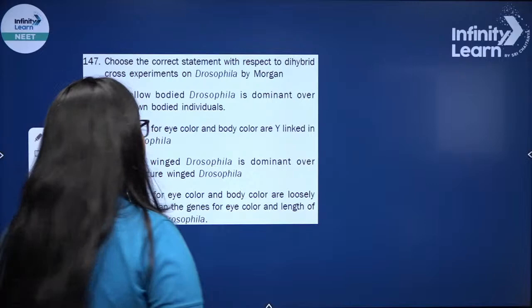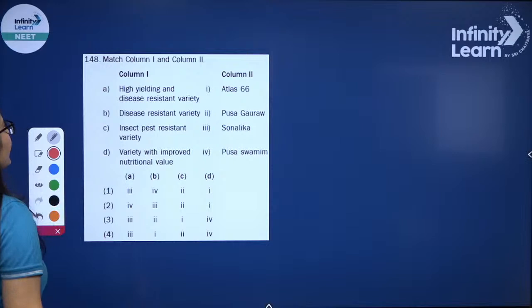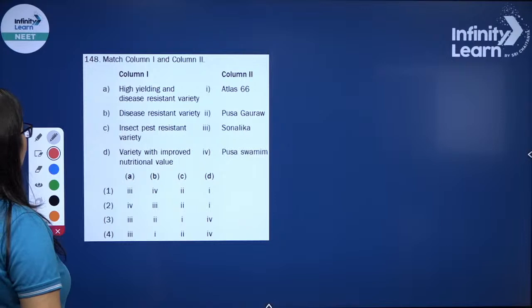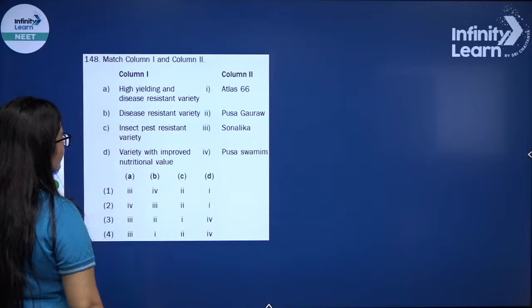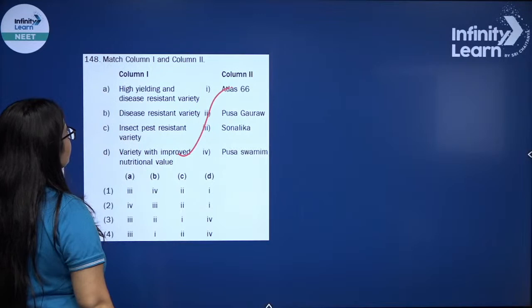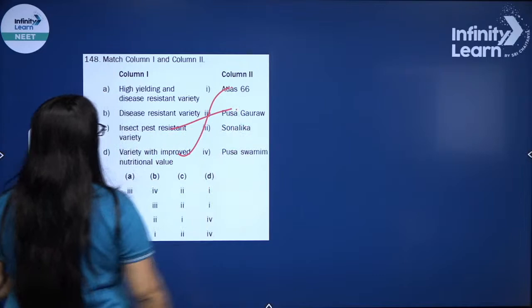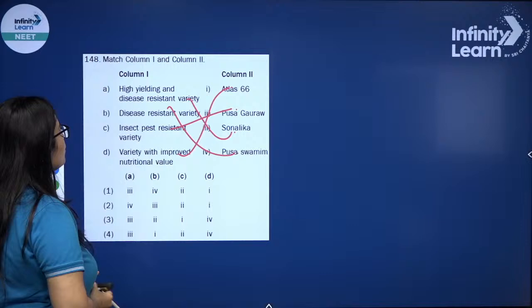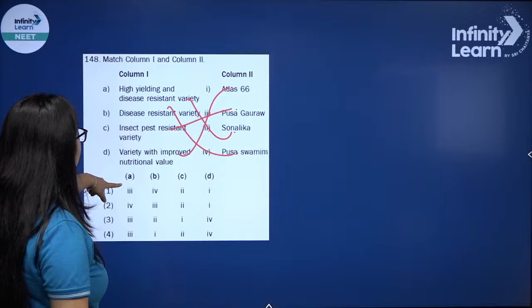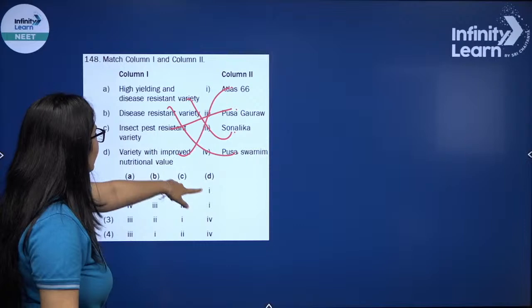Match. Let's see this match over here. High yielding and disease resistant variety, disease resistant variety, insect pest resistant variety, and variety with improved nutritional value. My dear students, variety with improved nutritional value has to be Atlas 66. Insect pest resistant variety is Pusa Gaurav. Disease resistant is Pusa Swarnim, right? And high yielding disease resistant variety is Sonalika. So A matches with 3, B matches with 4, C matches with 2, and D matches with 1.